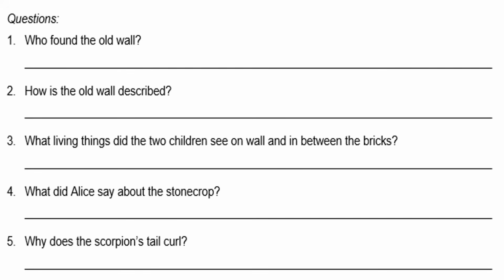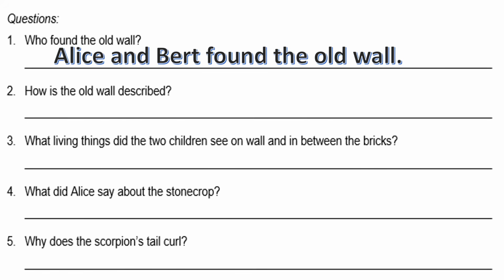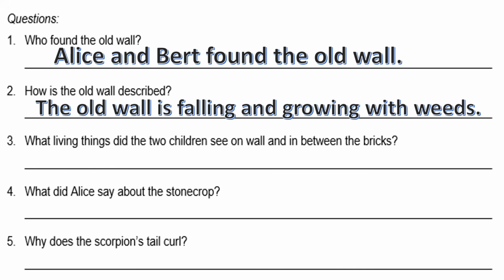Now let's try to answer the questions after reading the dialogue. So you can always pause the video for you to have more time to answer these questions. Alright? Now let's answer. Who found the old wall? Of course, Alice and Bert found the old wall. Number 2, how is the old wall described? The old wall is falling and growing with weeds.